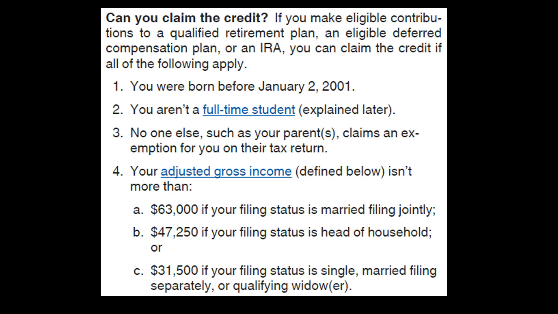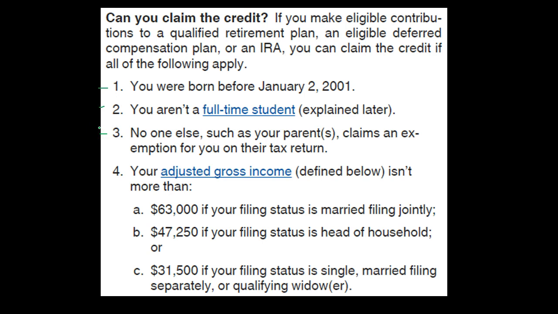If you make eligible contributions to a qualified retirement plan, an eligible deferred compensation plan, or an IRA, you can claim the credit if all the following apply. So here's what has to apply as we put the money into some type of these qualified retirement plans. Number 1, you were born before January 2nd, 2001. Number 2, you aren't a full-time student, explained later.